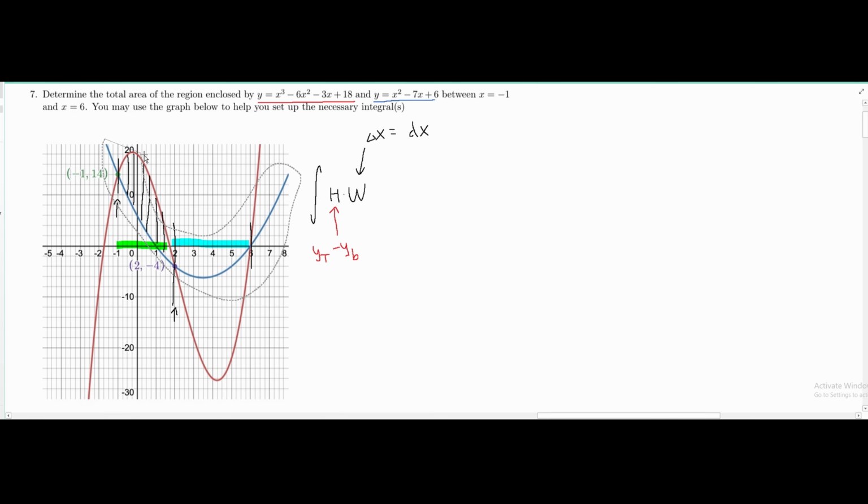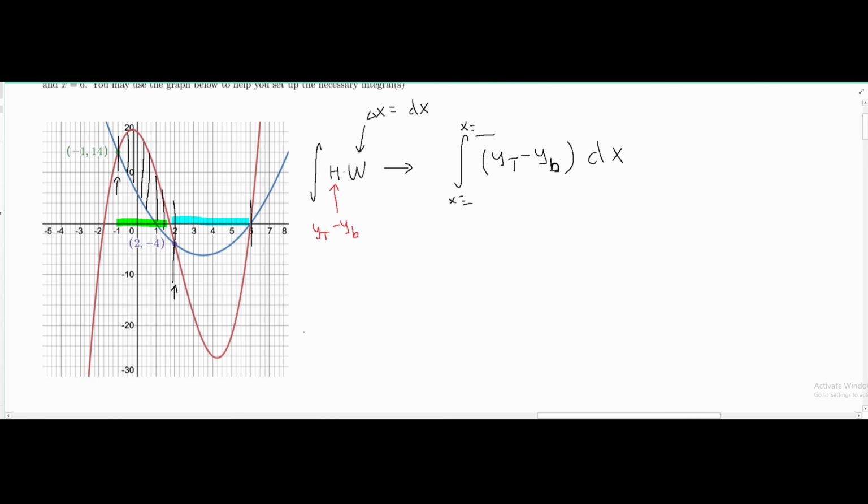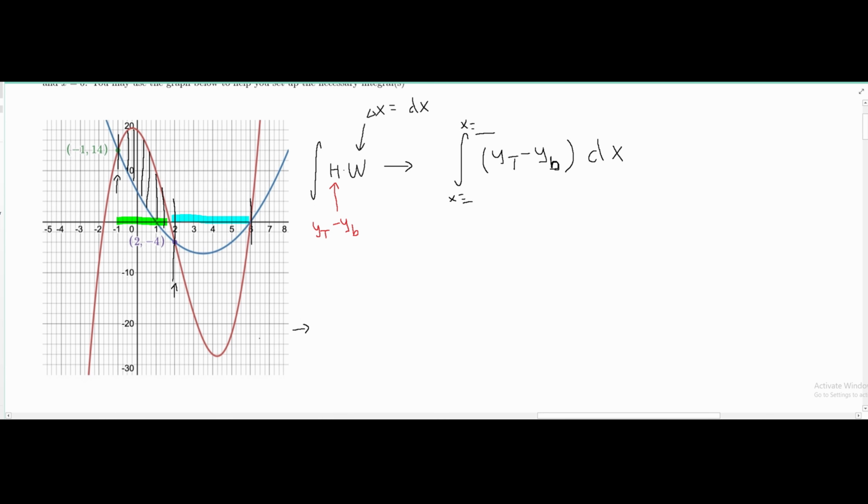We can use this to solve for our graph. We're going to finish writing out our master formula, where we have our integral, and we have x equal to some point, and x equal to another point, again, because we have to solve these two separately. And then we have our height, which is going to be y top minus y bottom, and this is being multiplied by our width, which is going to just be dx. Now we can officially start solving this. We're going to look at the left side first. On the left side, our x starts at -1 here, and then the red line stops being on top at +2, so it's going to go to +2 here.